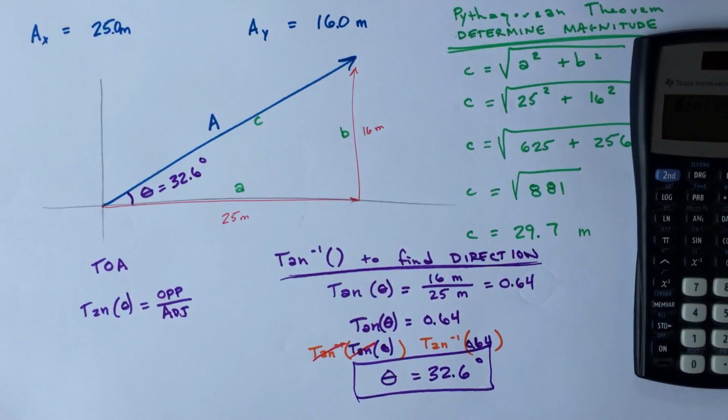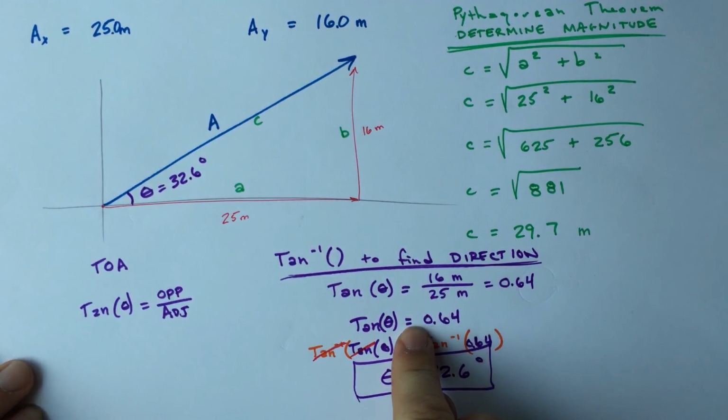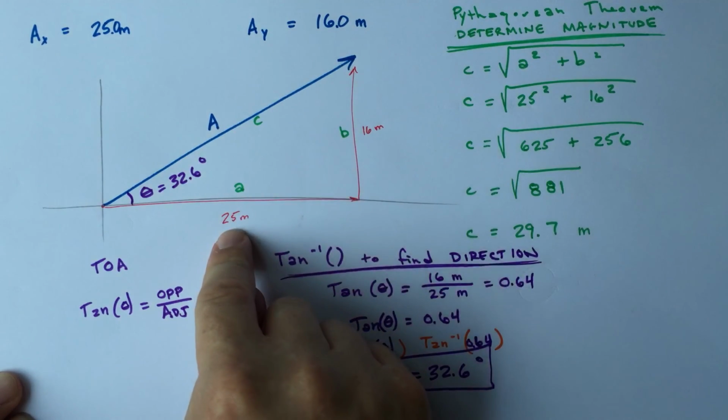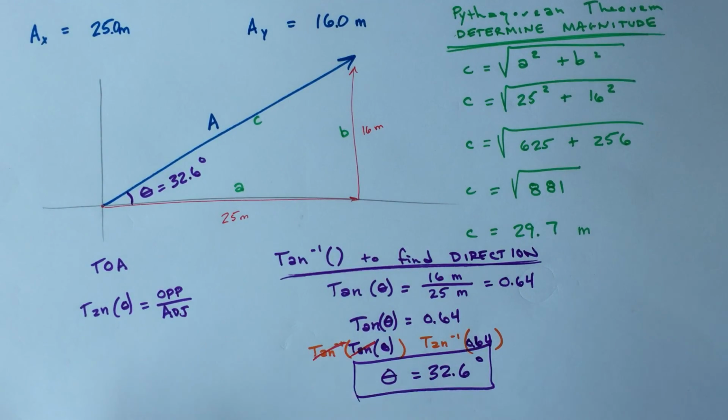And this is how you can find both the magnitude and the direction of a vector if you are given its x and y components. All right, I think that'll do it.